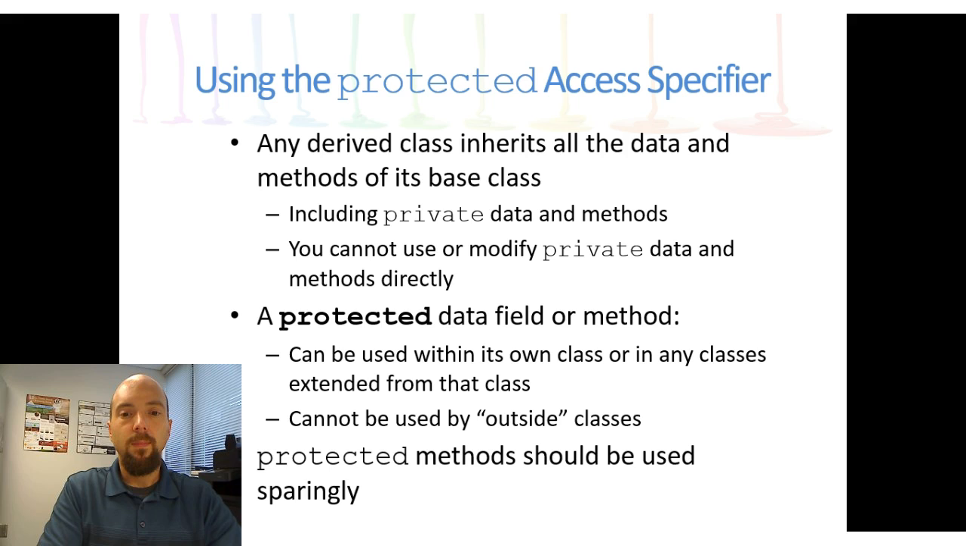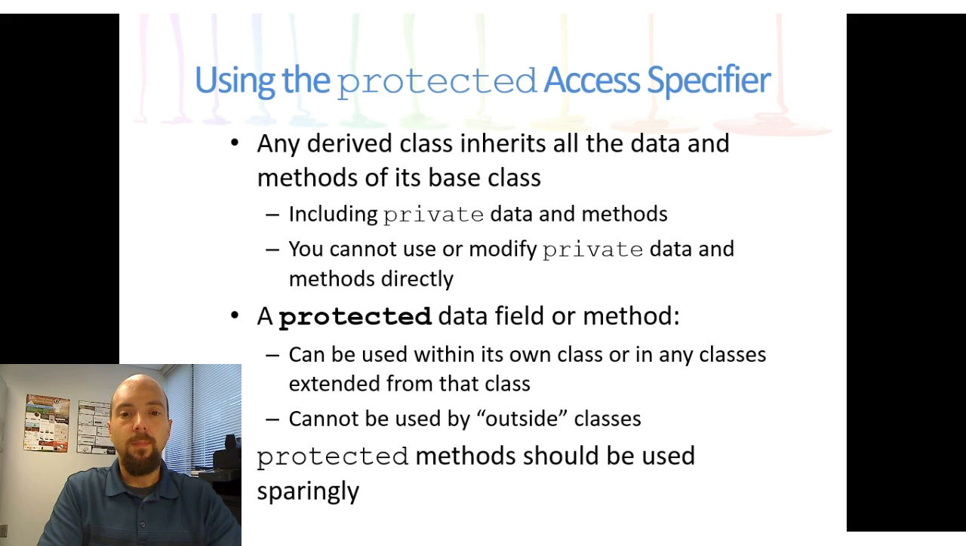So any derived class is going to inherit all of the data and methods from the base class. It's also going to include things like private data and methods. What that means is that somebody is not able to call those directly, but when the base class has a derived class, all of those objects are going to be used for the derived class.